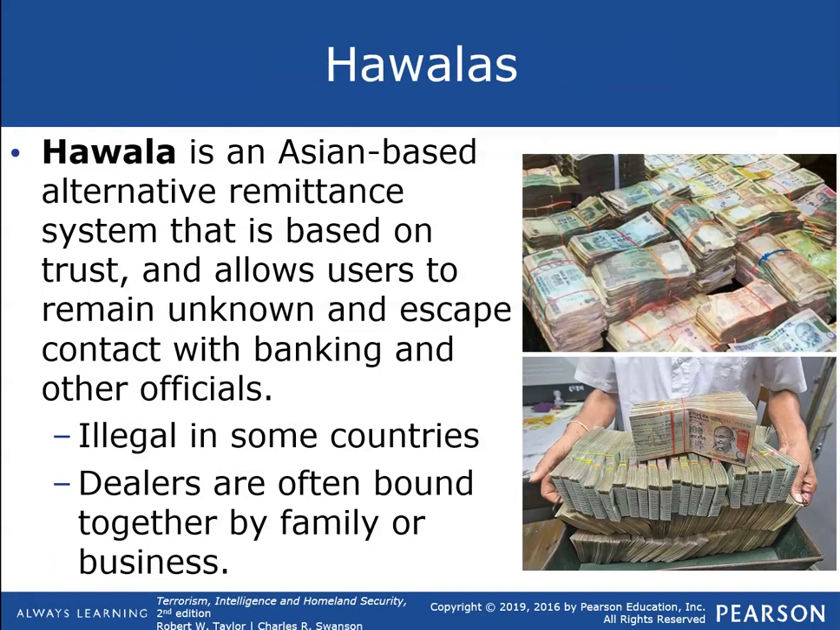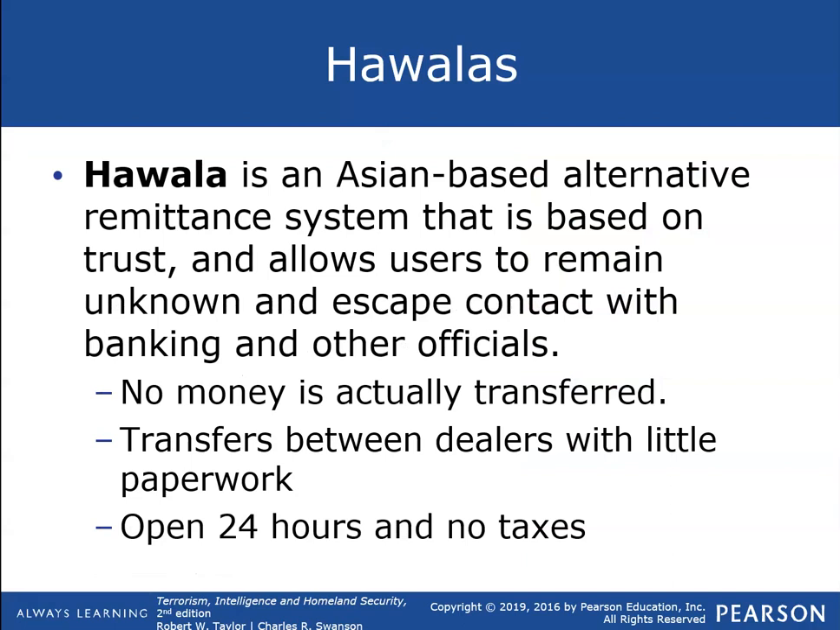And to stick with finance for a minute, and you've learned this in a previous chapter, the term hawala. Hawala is an Asian-based alternative remittance system, meaning money system, that is based on trust and allows users to remain unknown and escape contact with banking and other officials. Now, it's illegal in some countries, and the dealers are often bound together by a family or a business. But typically, no money is actually transferred. The transfers are between dealers with very little paperwork.